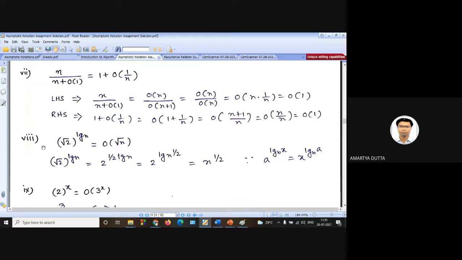Number 9. How to show number 9 is true? Any idea?